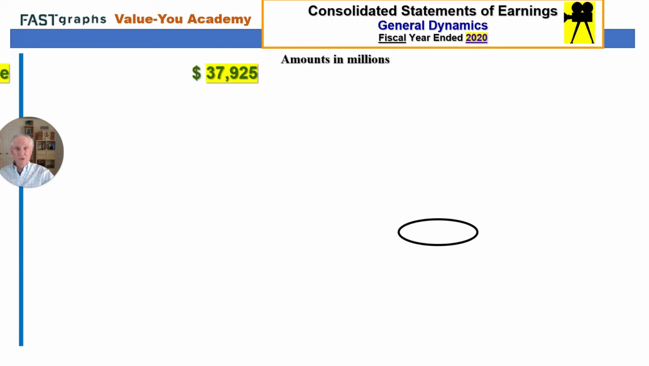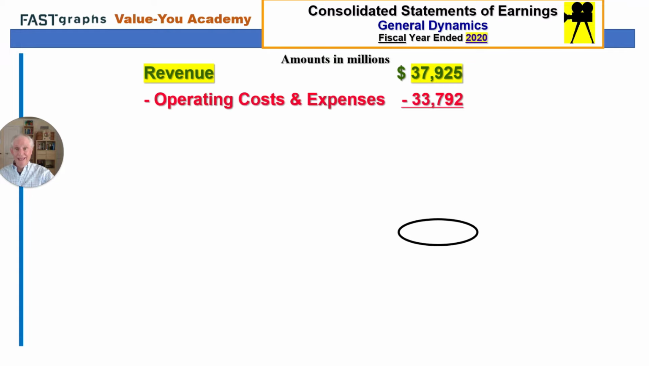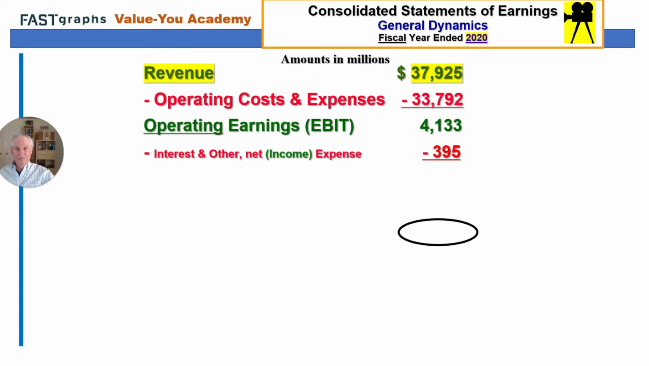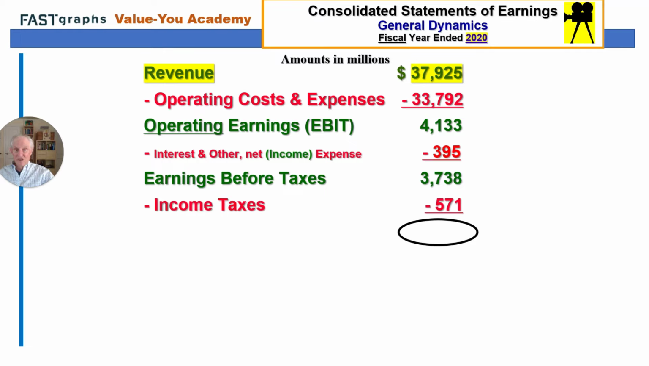These numbers are also in millions. They sold, rounded up, 38 billion. They had lots of operating costs and expenses together. I put those together, almost 34 billion. So they've only got 4 billion left in EBIT. They had some interest expense, not as big as somebody like a J&J. They don't borrow as much money. Their earnings before taxes are down to 3.7. Their taxes 571 million, and they are left with 3.1 billion.